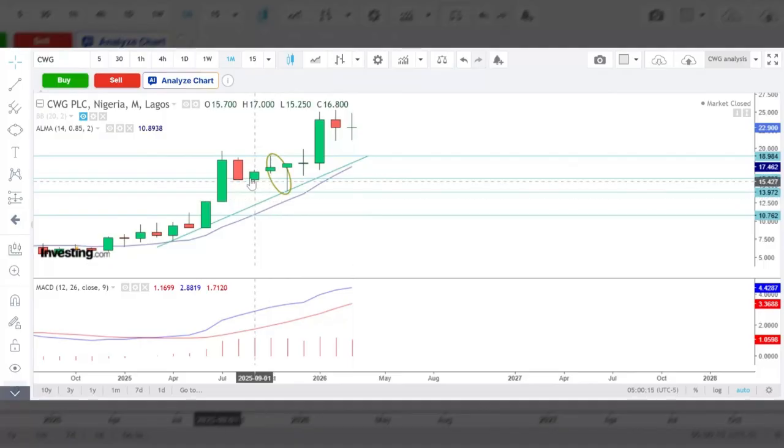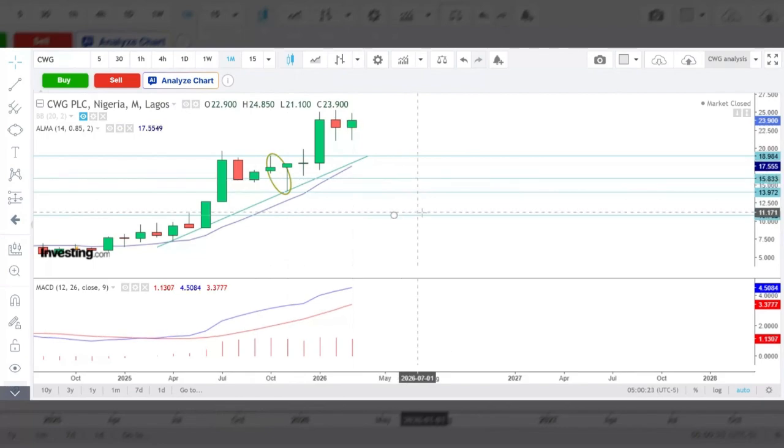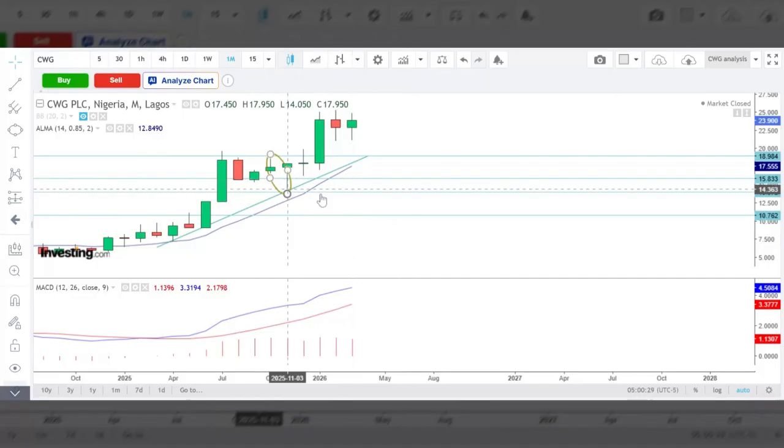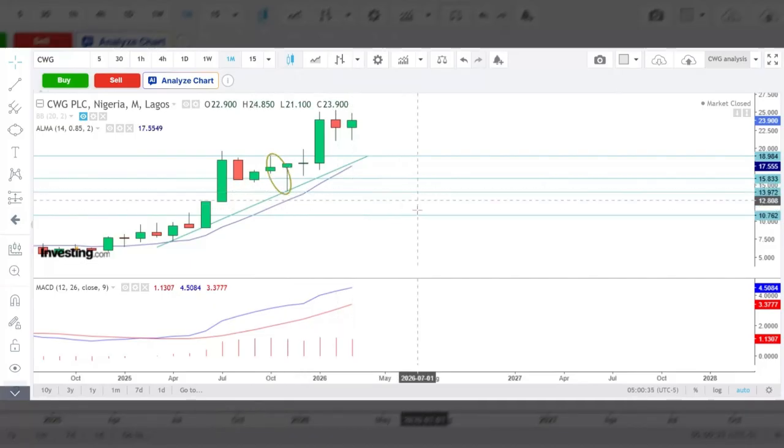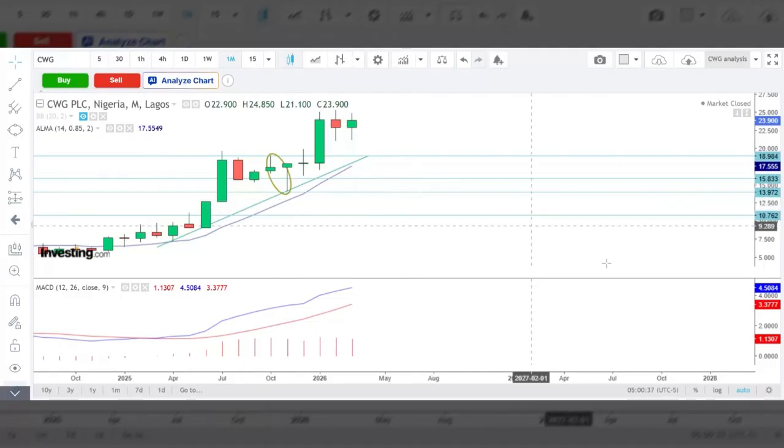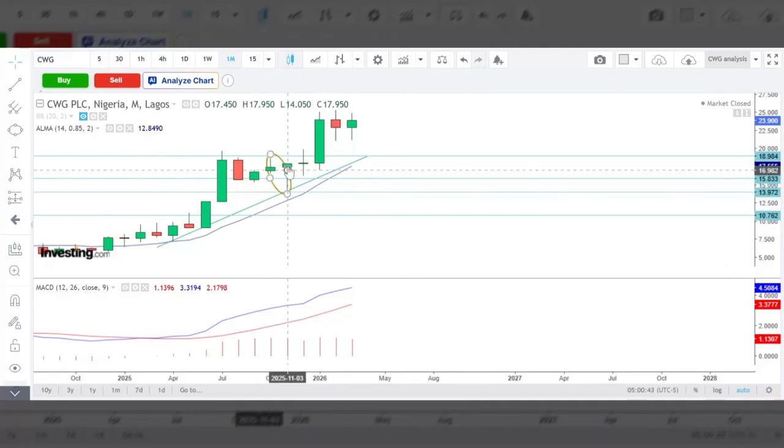Also, this is a support level for investors. People that are investing in this stock now would have bought at 15 naira 83 kobo. It's a support level for investors. That is why you see that when the market came here and also came down here to a second support level at 13 naira 70, 92, 97 kobo, it actually bounced up and went up again. So this is another support level for investors.